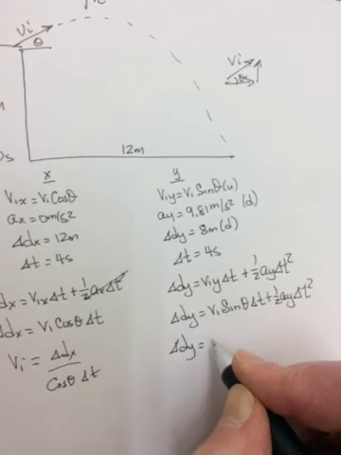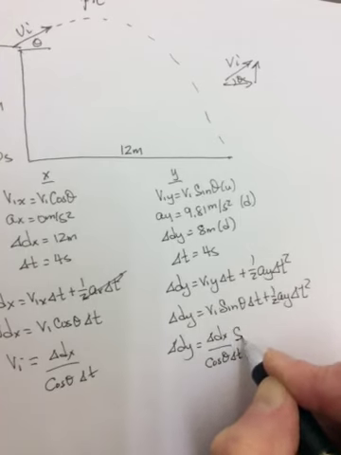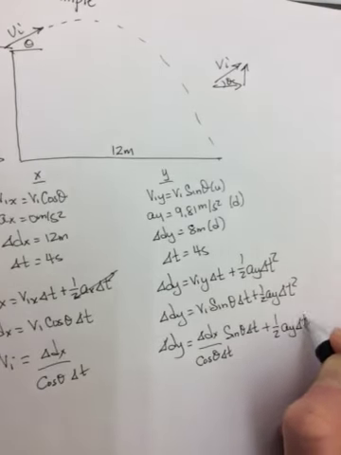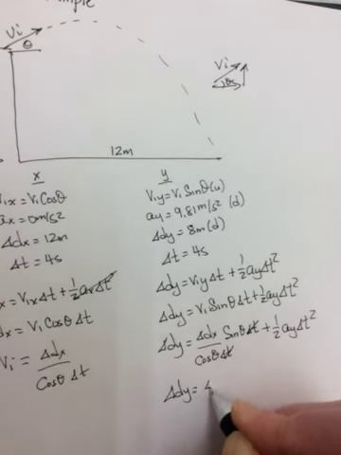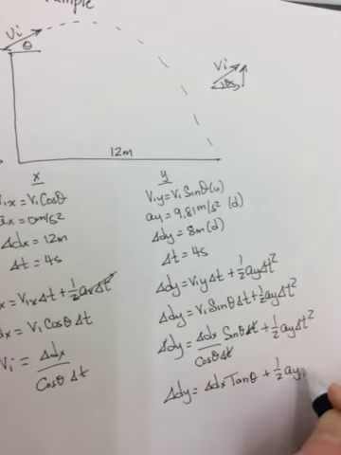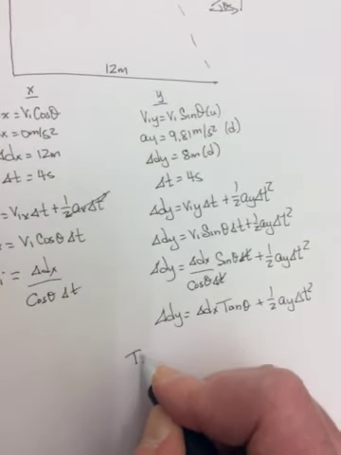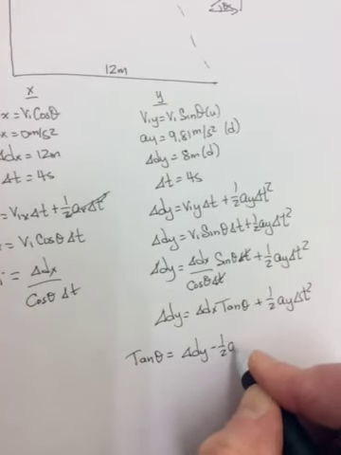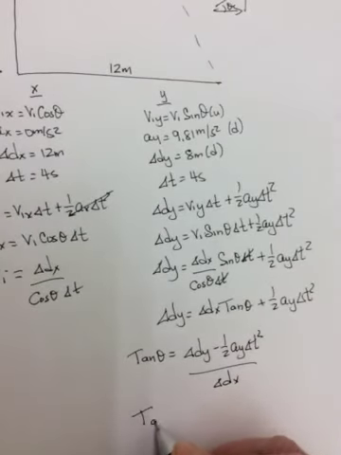So delta dy is equal to delta dx over cos theta delta t times sine theta delta t plus 1/2 AY delta t squared. And the delta t's will cancel, and the sine over cos becomes tan. So delta dx tan theta plus 1/2 AY delta t squared. And this time it's tan theta that you're solving for. So it would be tan theta is equal to delta dy minus 1/2 AY delta t squared over delta dx. And then you would fill your numbers in.